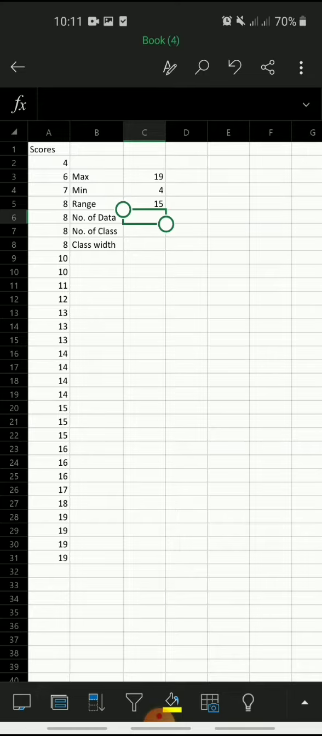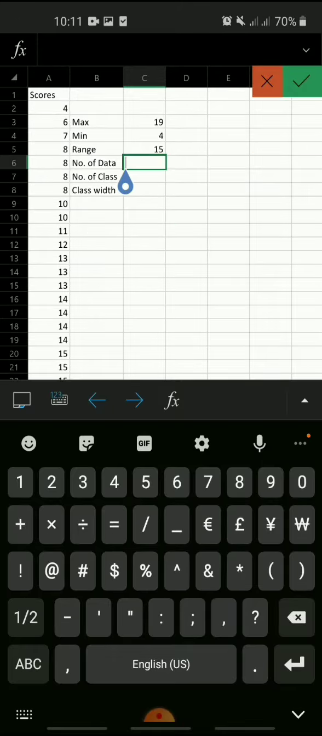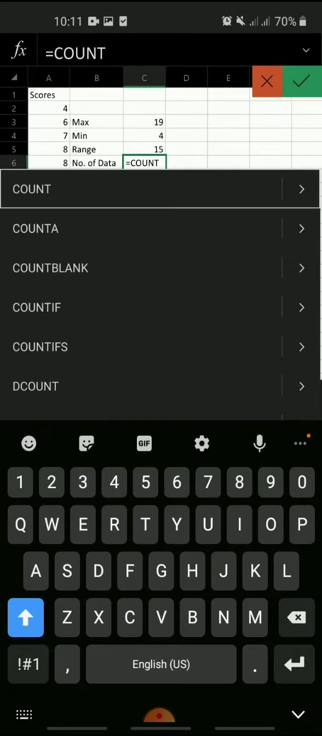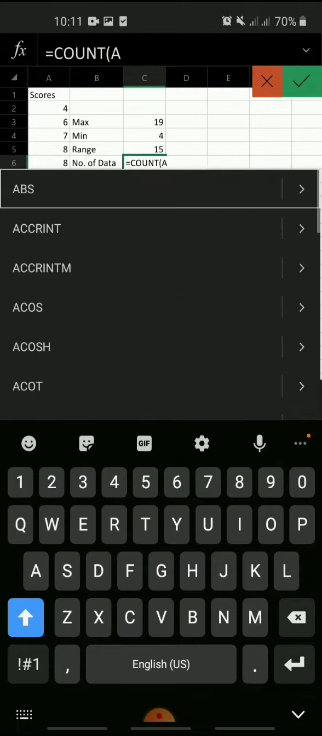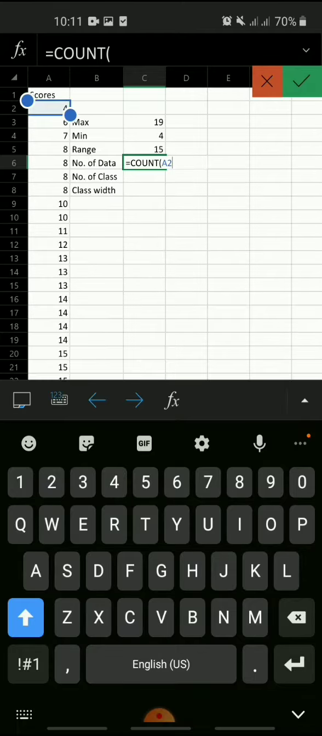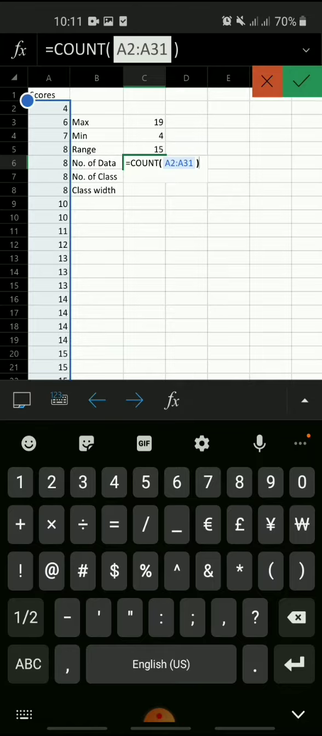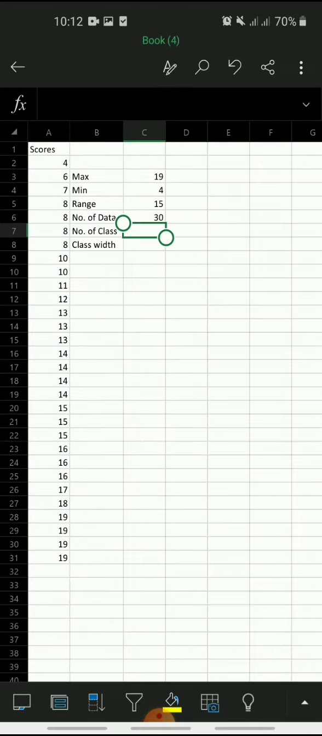To get the number of data, we will count. COUNT, open parenthesis, A2, colon, A31, then close parenthesis, so we count how many data there are. And the result is 30. That is also 30 students, right?